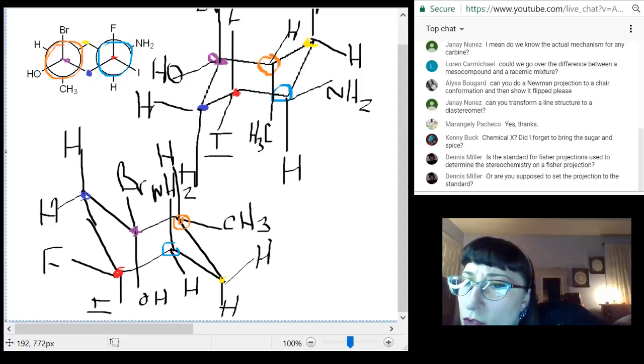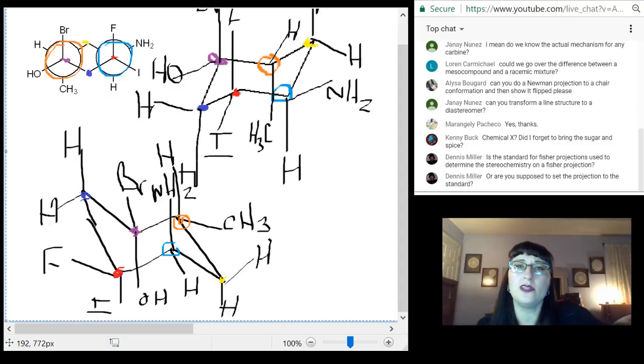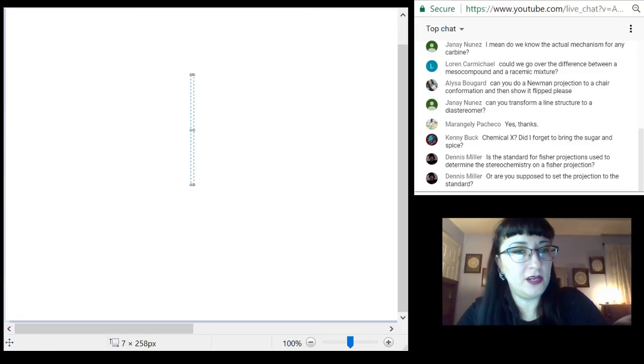Dennis, is the standard for Fisher projections used to determine the stereochemistry? Or are you supposed to set the projection to the standard? The standard is the standard for a reason. So the Fisher projection you draw doesn't have to fit a standard as it's drawn. But to determine the stereochemistry, you have to make it fit the standard. Does that make sense?